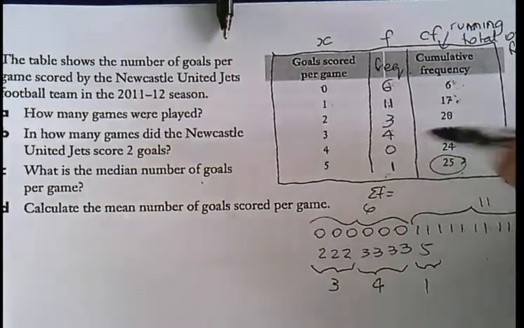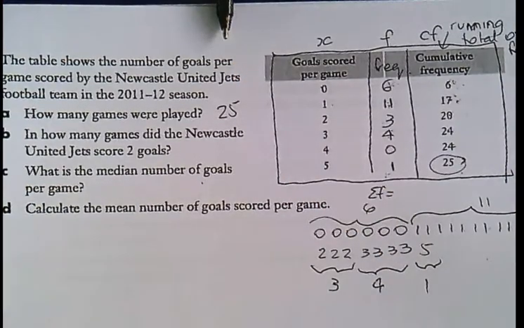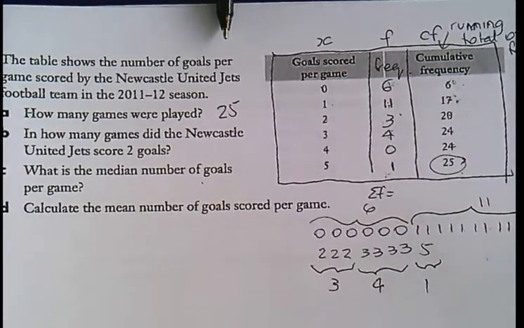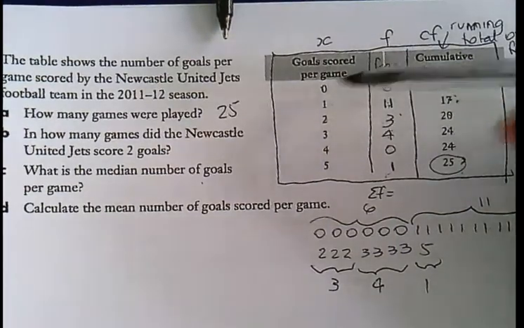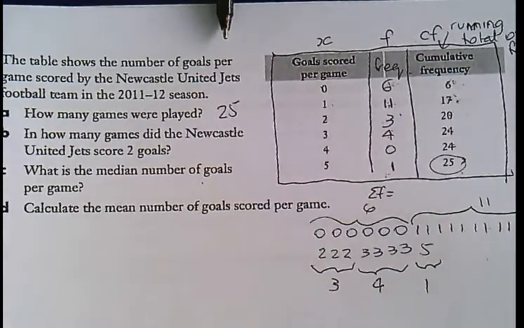Okay, now, how many games were played? 25 scores so far, so there were 25 games played. In how many games did the Newcastle United Jets score 2 goals? We've worked it out already. It's not 20 games, it's, what's the frequency for 2 goals? Because we're playing soccer here. This team played 25 games of soccer. In 6 games, they scored nothing. In 11 games, they scored 1 goal. Do you get it? Can you get that idea?